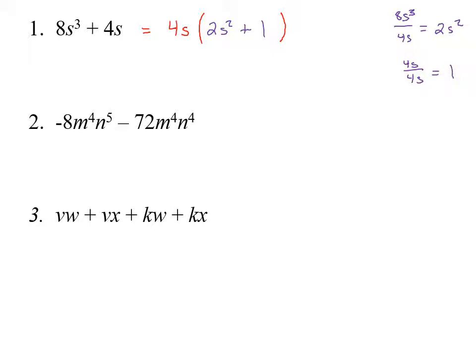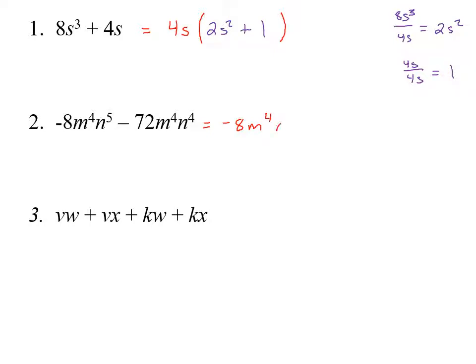Number 2, kind of the same idea. You're looking for the biggest number that will go into 8 and into 72. 8 will be both of those. 8 will go into 8 and 8 will go into 72. Notice they're both negative, so you could actually do a negative 8 if you wanted to. And so I'll do a negative 8. And then I pull out the lower power. There's an m to the 4th on both, so the lowest power will be the 4.